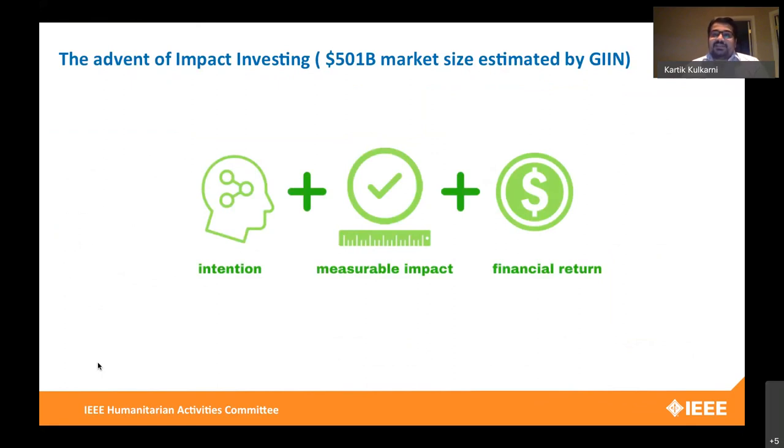So, you might have heard about this concept of impact investing. The idea is basically, in addition to financial return, there is a measurable impact, right? And measurable is the key, because financial investors really want to quantify stuff. And the Global Impact Investing Network, GIIN, has estimated that the size of this market is $500 billion. So it is kind of inevitable for we social impact project doers to really tap into this huge potential, right?